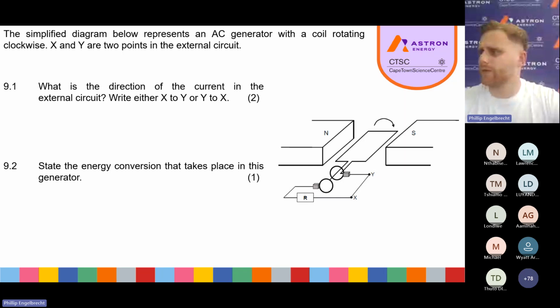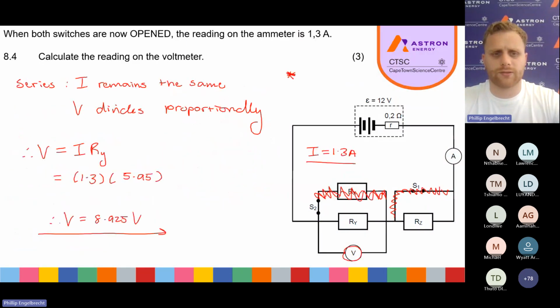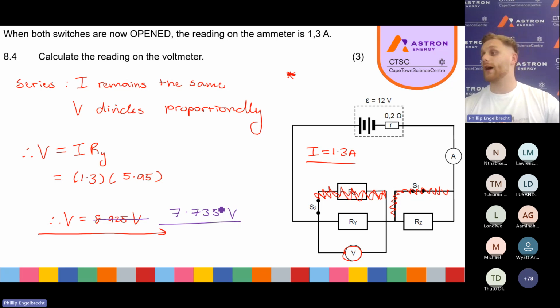The answer must be 7.4. Let's just see quickly. I want to check on my calculator. So it's 1.3 times 5.95. And you guys are correct. I think I might have written this incorrectly. This is 7.735 volts. Good eye, guys. Well done. I think I just miscalculated it or typed it wrong on my calculator. But good spot. It's 7.74.